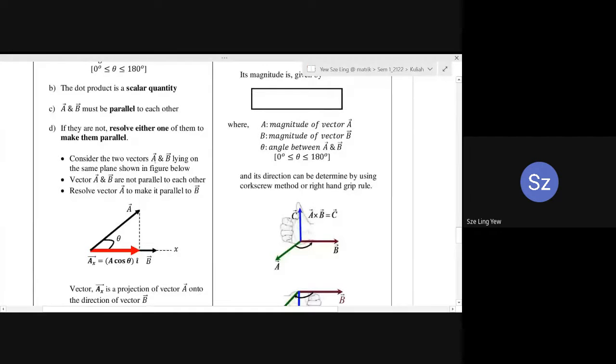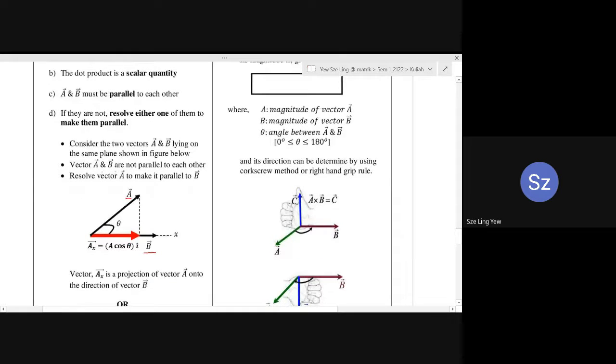Consider the two vectors A and B, lying on the same plane as shown in the diagram. Vector A and vector B, the ones in black, are pointing in different directions. They are not parallel to each other. So if you want to apply the scalar product, the dot product, you have to make them parallel to each other. So you have to resolve either one. Either you resolve B or you resolve A.